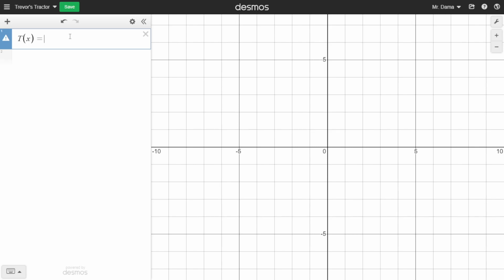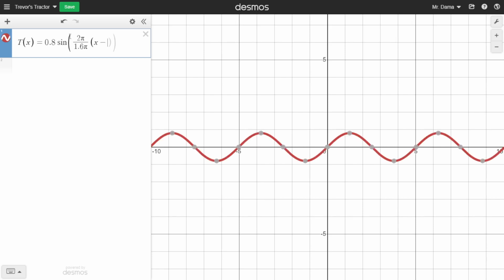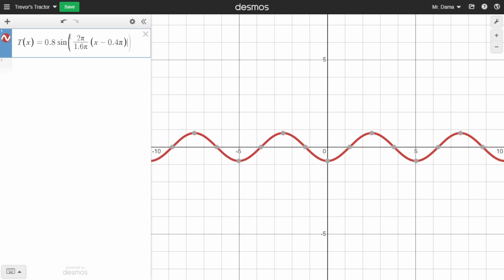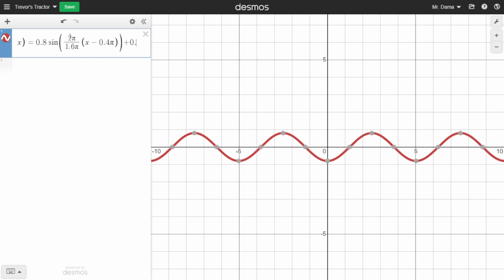Trevor's, this is going to be 0.8, because that was A. Sine, I'm going to use the sine model. 2 pi on 1.6 pi, right? You can simplify that as you would. The pi's would cancel, but I'm going to just leave it as is for now. You can deal with the ins and outs of that. Right? And then it would be x minus 0.4 pi. Okay? Plus, what was d? D was also 0.8.